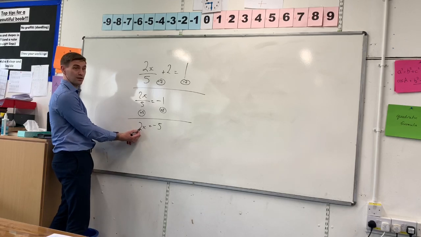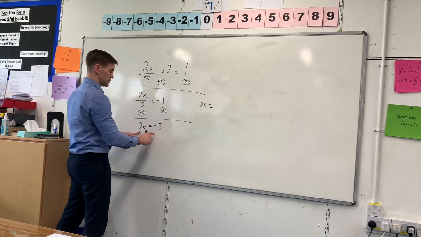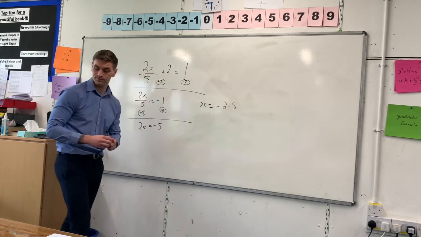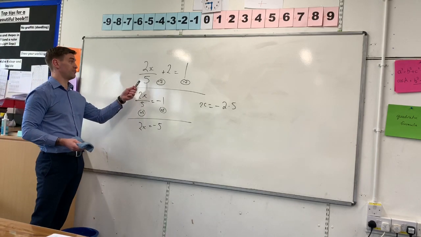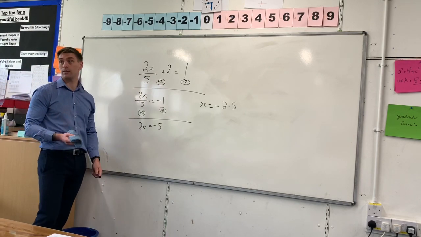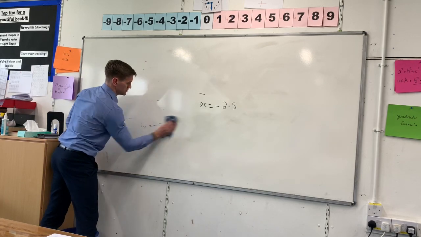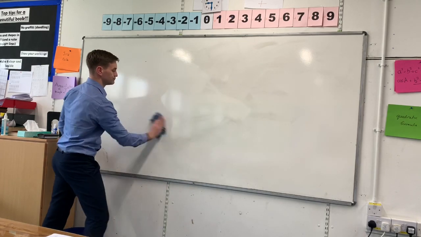Now I need to divide by the number of x's. I'm going to divide by 2. So I'm going to get x equals, well, minus 5 divided by 2 is minus 2.5. Why can't you times it by 5 first? You could times it by 5 first, but you have to times everything else as well. Okay, you just stick to that one way, and it's a little bit more straightforward, a little bit more simple.